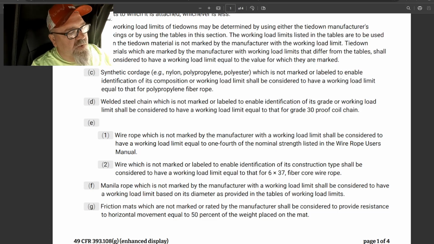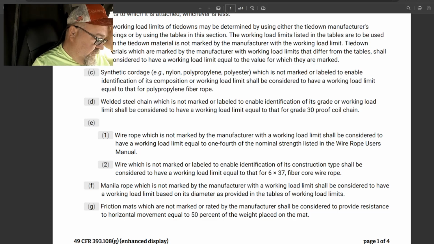But again, I do not consider that as part of my working load limit. Therefore, I just give it a 0 rating. It's just there to keep things from moving and to help protect the coil and help protect my dunnage and my coil racks. So that's why this right here does not cover the aggregate working load limit in this section of the 393.108, but the aggregate working load limit is the combination of all your securement systems combined and added together.